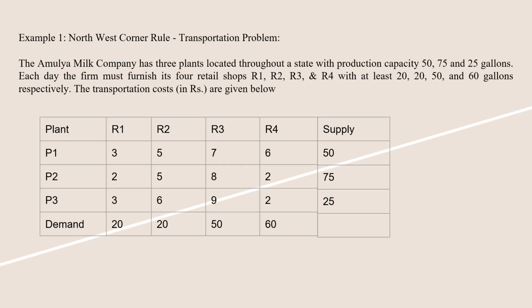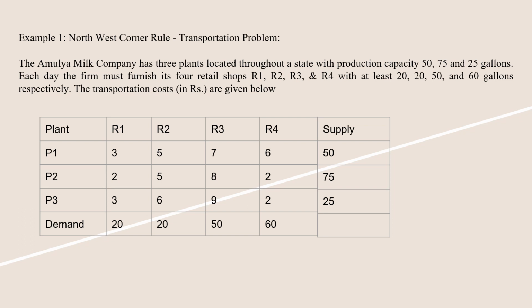So let's take an example for the northwest corner rule. Here is a problem given. Amulya milk company has three plants located throughout a state with production capacities of 50, 75 and 25 gallons. Each day the firm must furnish its four retail shops R1, R2, R3 and R4 with at least 20, 20, 50 and 60 gallons respectively. The transportation cost in rupees is given in this table.